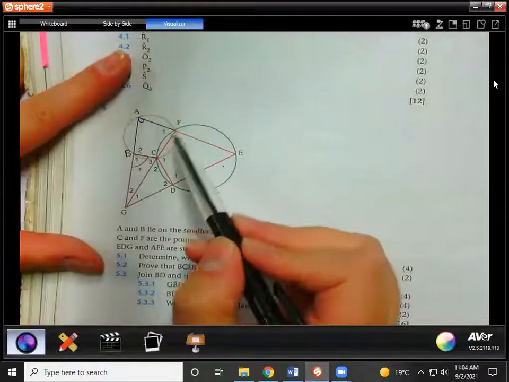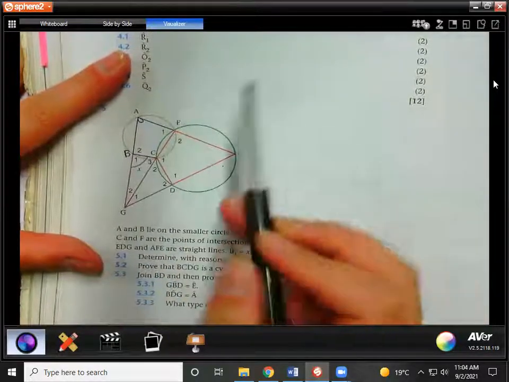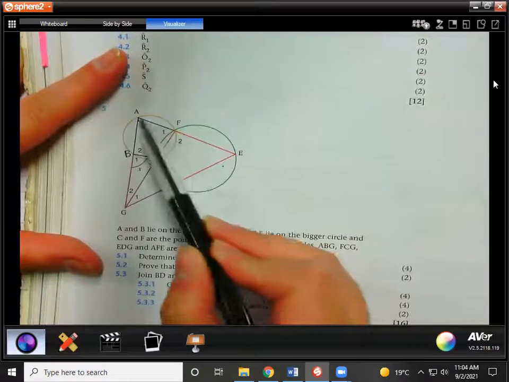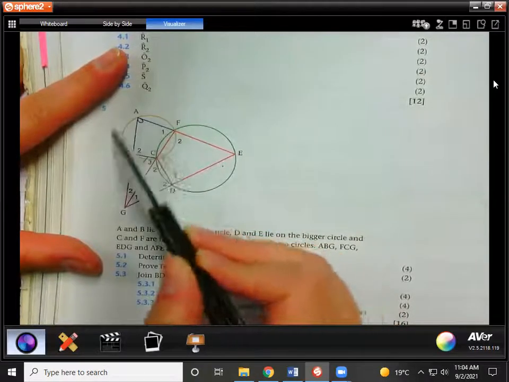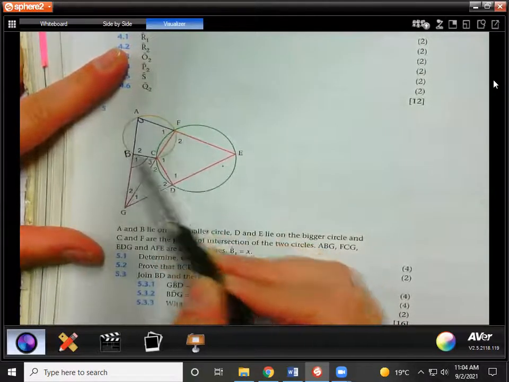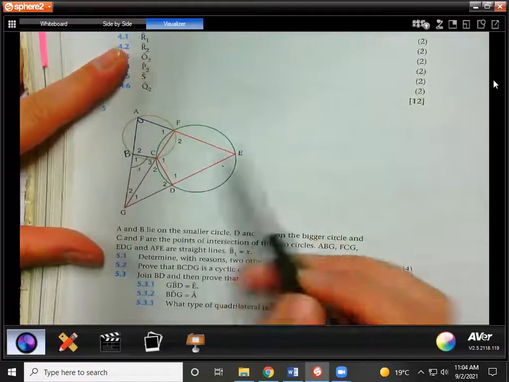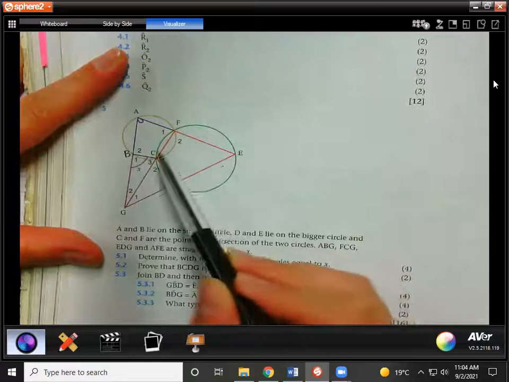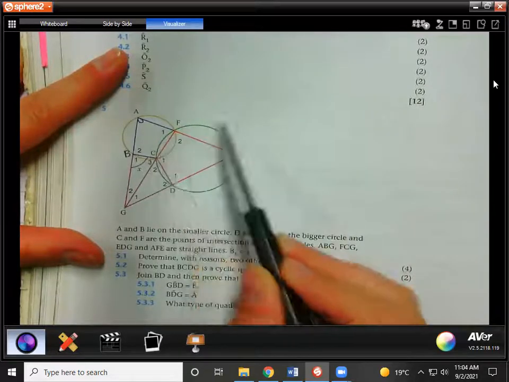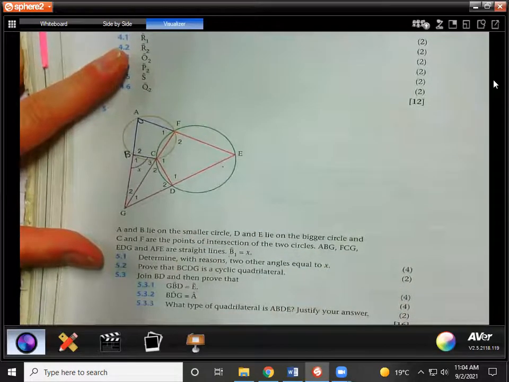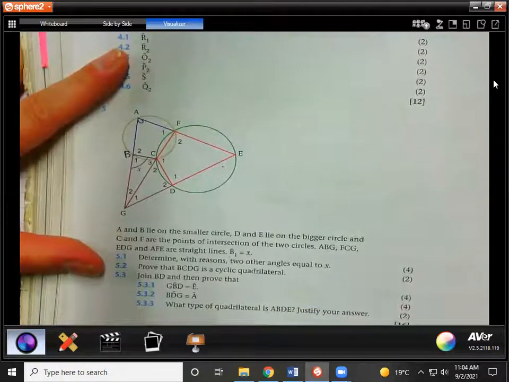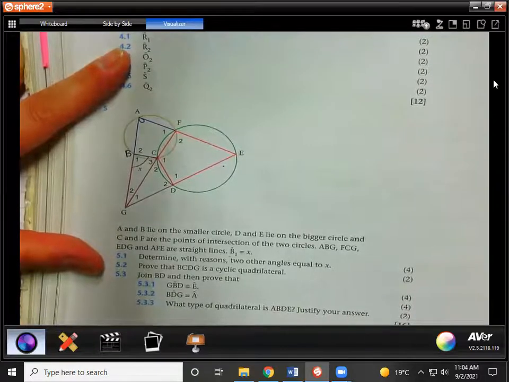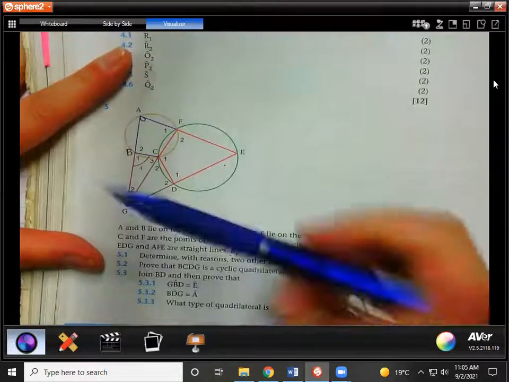All right, we have 2 cyclic quads in here actually. That one, A, B, C, F, that is definitely a cyclic quad, right? Do we see that? Because all 4 points lie on the circumference of the small circle. And then CFED is also a cyclic quad because all 4 points of that quad lie on the circumference of the bigger circle. Okay, so now in the first question, they asked you to determine with reasons 2 other angles equal to X. All right, and the one that was given was B1, which is over here.